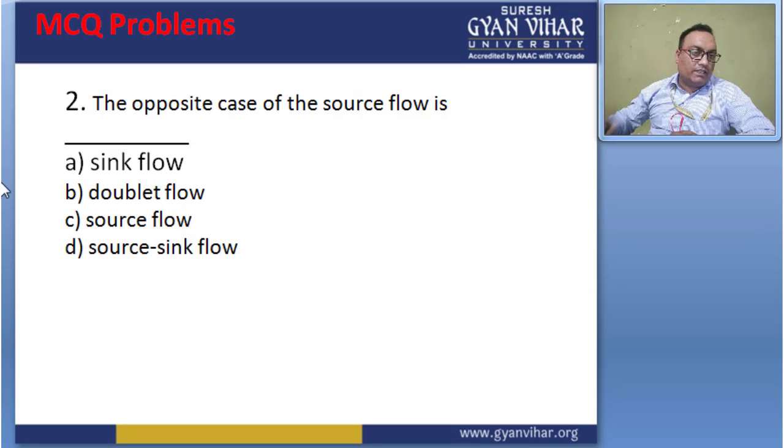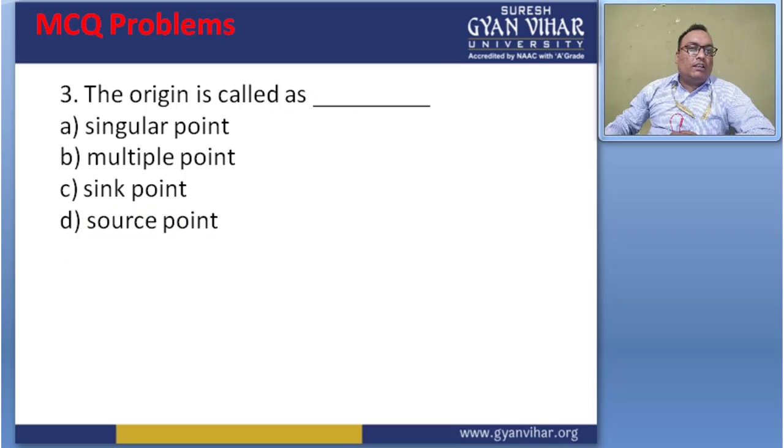And then move to the next question, question number 3. The origin is called as singular point, multiple point, sink flow, or source flow. The origin is called the singular point for this flow. So A is the correct answer for this question. And then move to the next question, number 4.